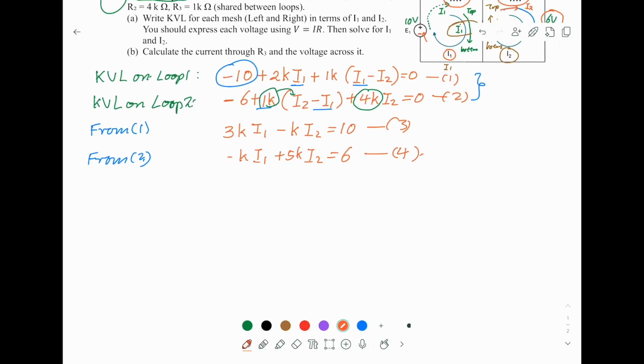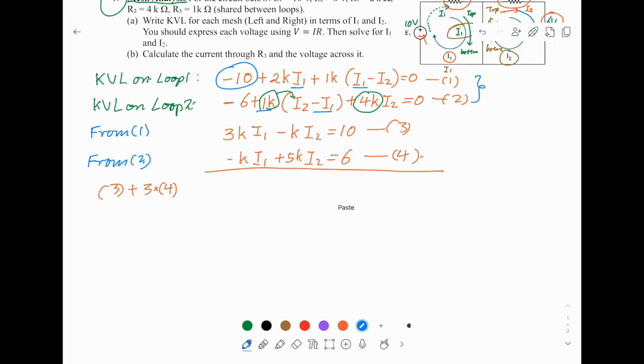You can solve this system of equations by whatever method you know: elimination, matrix, substitution, and all the methods. What I will do here is equation 3 plus 3 times equation 4. When you operate this, the first term is 0. Of course, this is my aim: to eliminate I1. I find equation 4 is negative and equation 3 is positive, so I add, and I have to scale equation 4, so I multiply 4 by 3. When you add up these two equations, this term becomes 0.